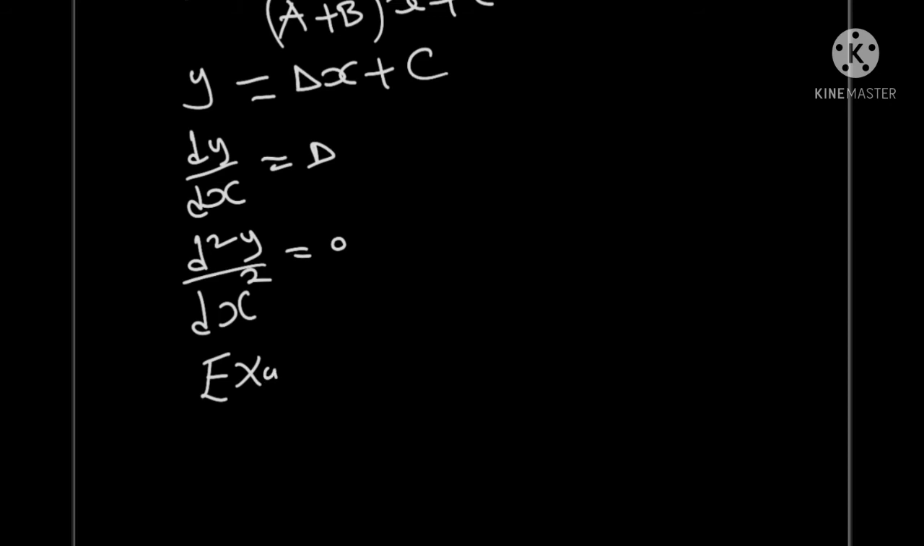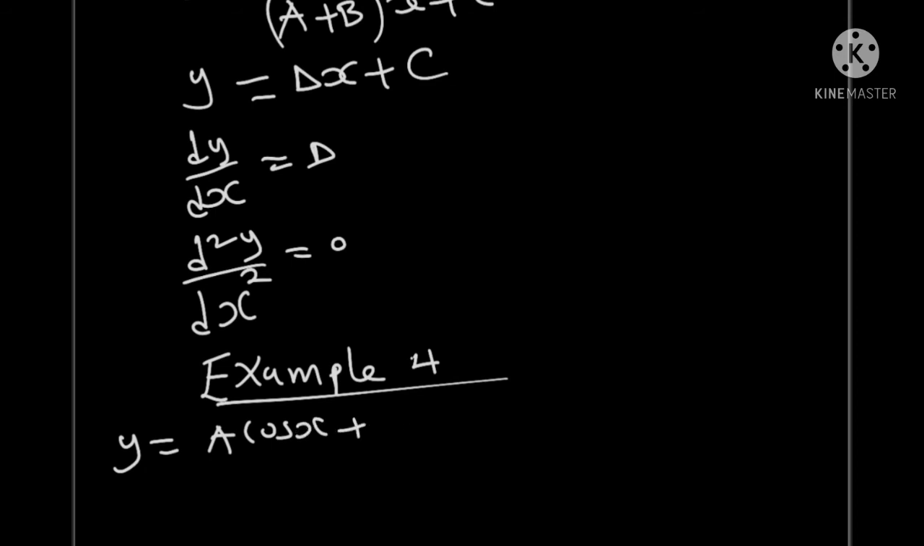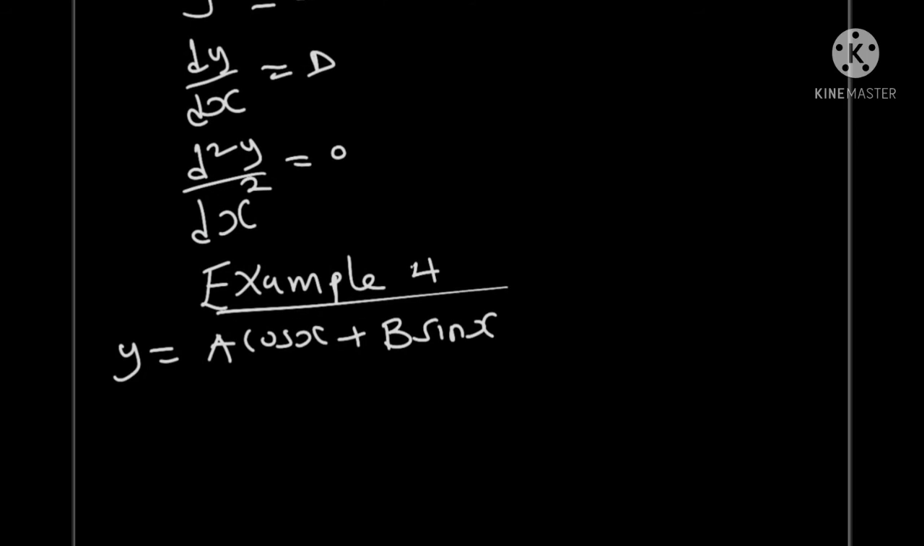Example 4. Suppose we have y equals a cos x plus b sin x. Now, as you can see, we have two essential constants, a and b. Therefore, we are required to differentiate this equation two times. Let's start. dy over dx equals, when you differentiate cosine, you get negative of sine, plus when you differentiate sine, you get positive cosine.